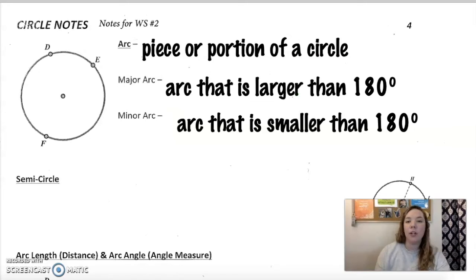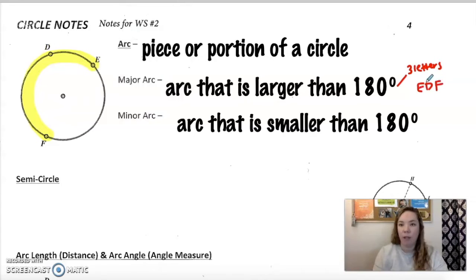Major arcs are named with 3 letters. Let's say I want to name this major arc that would be larger than 180. I would use EDF or FDE, whatever direction you want to go, but I would have arc EDF like so. If I wanted a minor arc, so let's say we want arc EF, I know it's smaller than 180 if I name it with only 2 letters. So arc EF or FE, whichever direction.